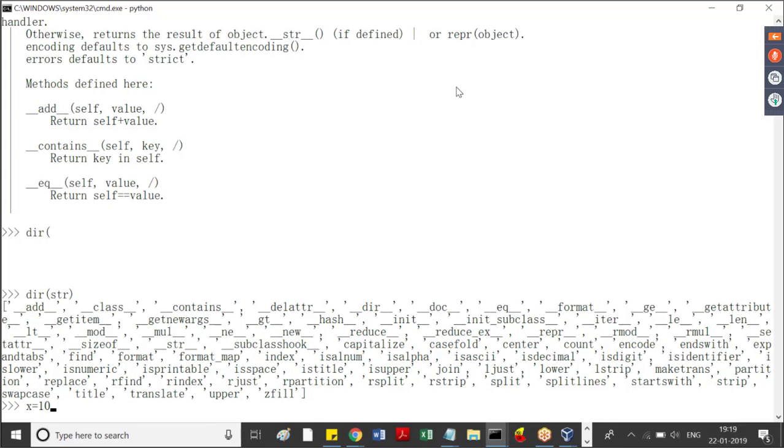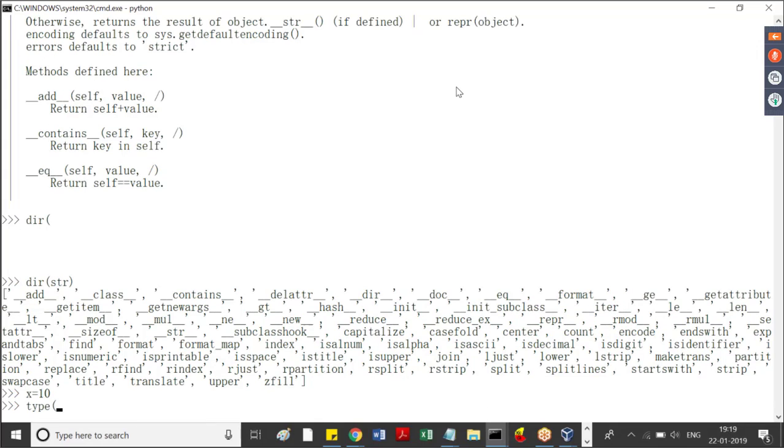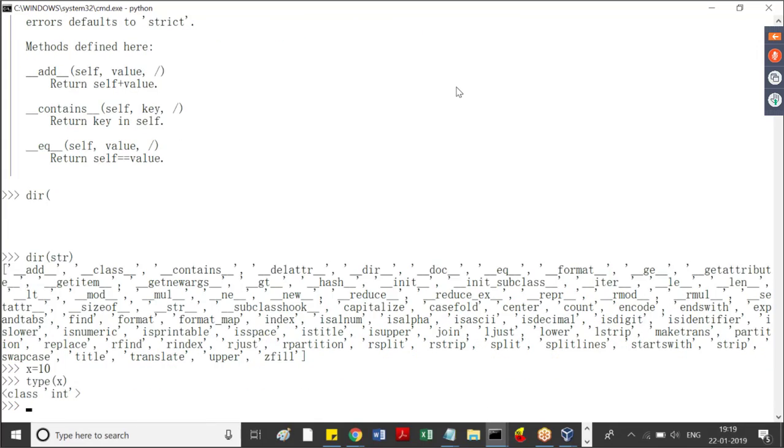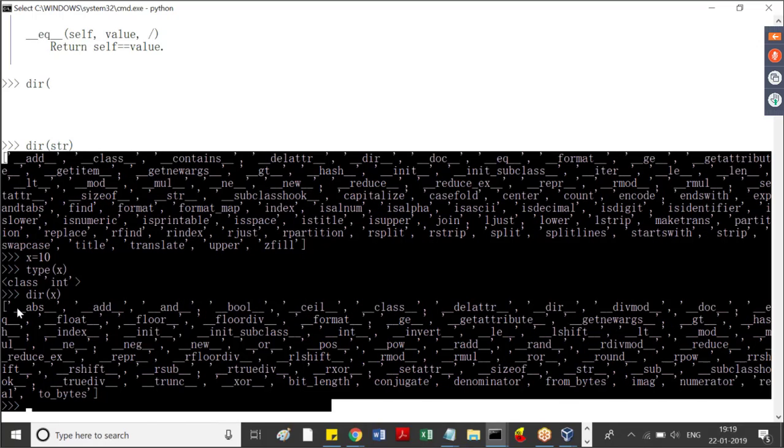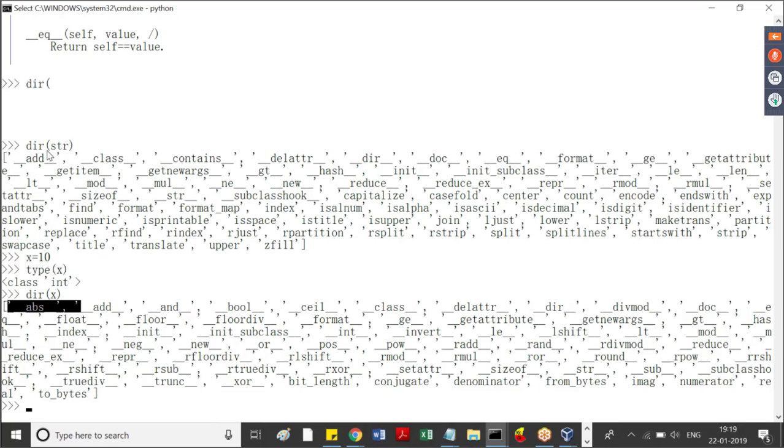Similarly, if I give x is equal to 10, this is an integer. So type of x is integer. If I give a dir of x, I'm able to see all that functionality with respect to integers. Observe that there are some similarities and some differences. There is no __abs__ in the str, but there is an __add__ in the string and the integer. So you have rich functionality which is available in Python.